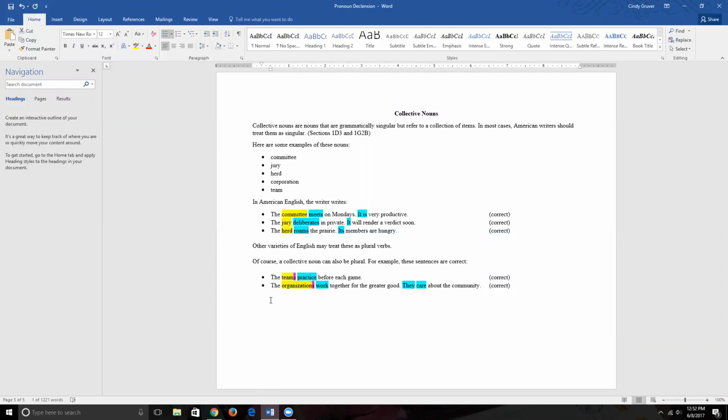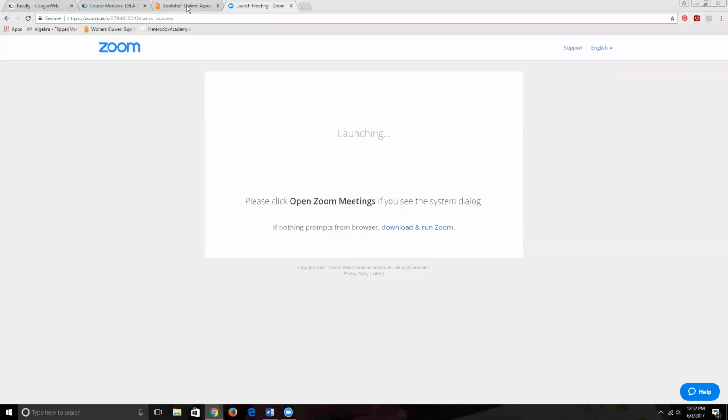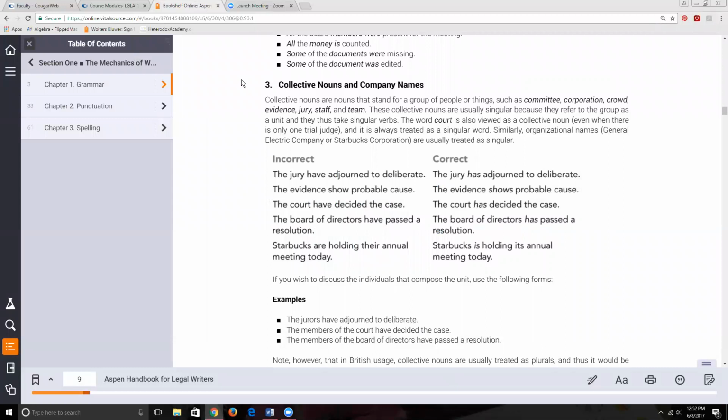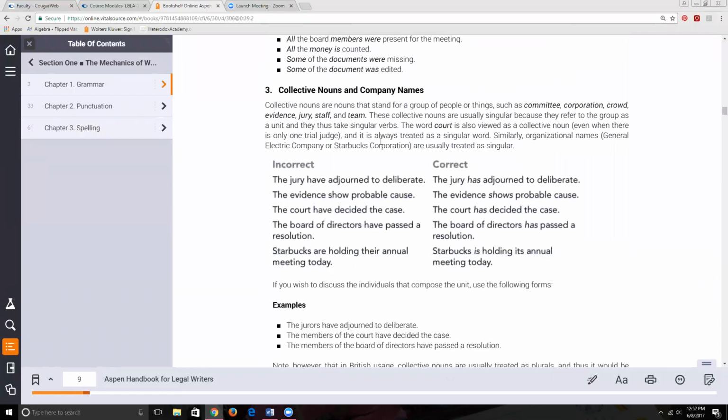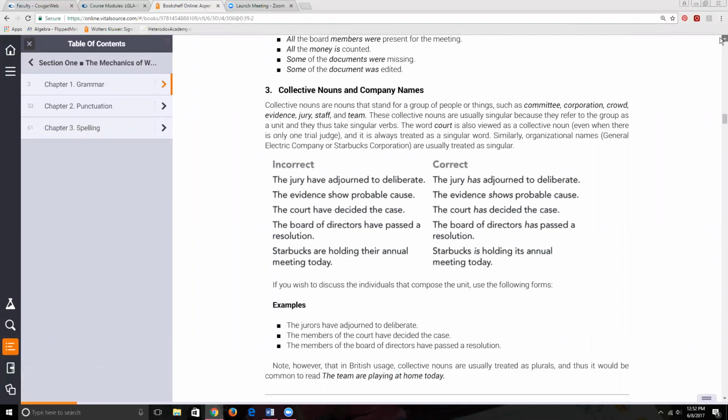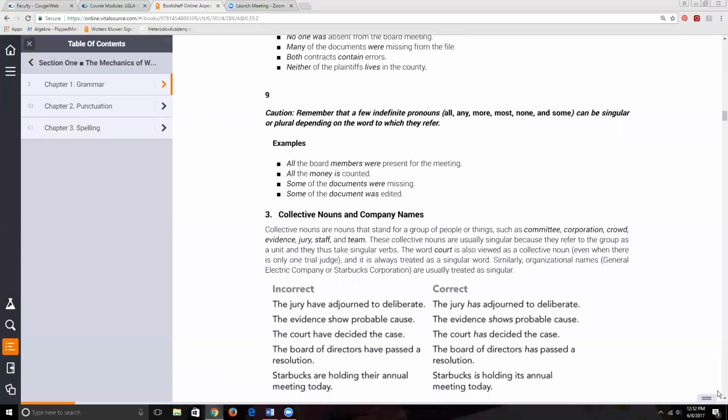If you don't already have your Aspen Handbook handy, please go ahead and pause me and get it ready. If you are using the green third edition, we'll be working on pages 18 and 19 as well as pages 8 and 9. If you have the red or fourth edition of the Aspen Handbook, we'll be working on page 8, and pages 9 and 10, and then we'll probably be on about 17 or 18.